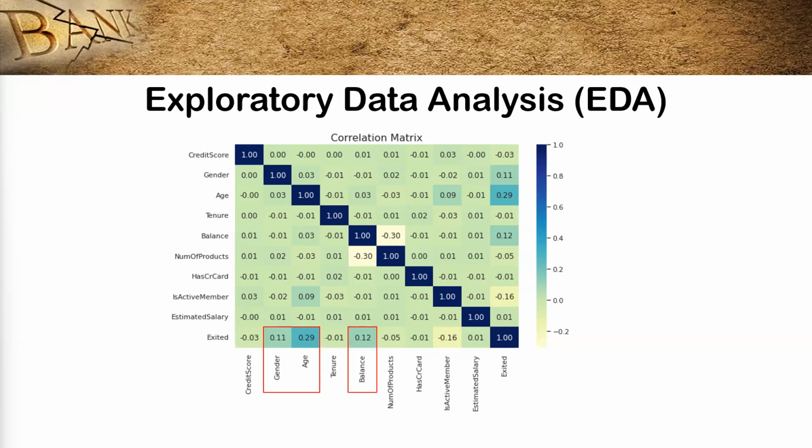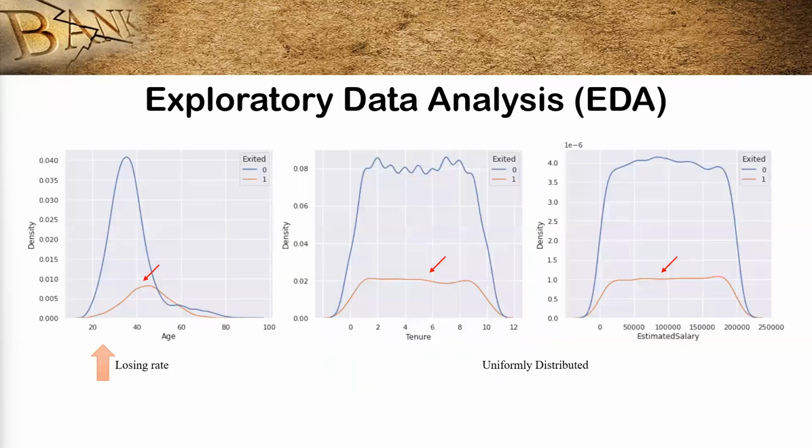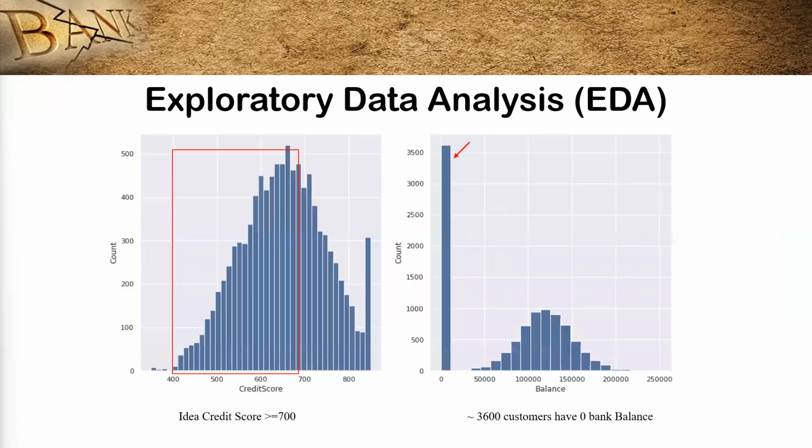Followed by gender and balance, which have a positive correlation with the exit churn. First chart is age. Yes, as I said while analyzing the correlation matrix, as the age of the customer increases, the customer losing rate also increases, which is identified at over the age of 40 years old. Second and third charts show that tenure and estimated salary of our customers are uniformly distributed, meaning we have around the same number of customers for all tenure periods and different estimated salaries.